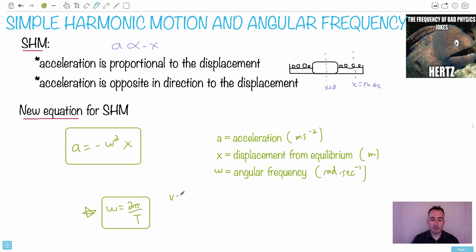Remember, because speed is a distance over time. This is where it came from, right? Because you're going around a circle, the distance is 2 pi r over the period, but we made r 1, so that just made it 2 pi over T. So this is the equation most people know.